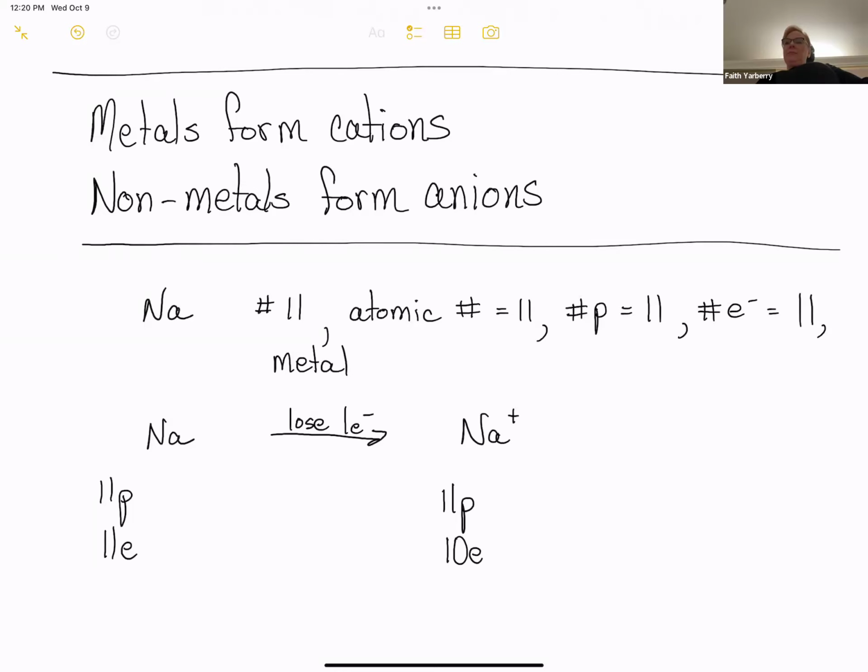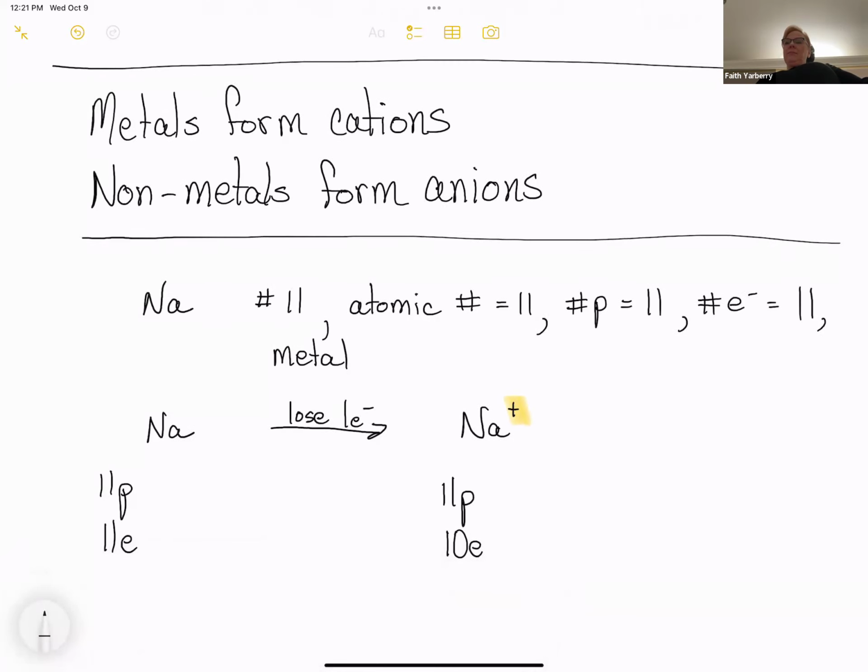Now, looking at what I have here, you'll notice I placed a charge. Let's look at where that charge came from. What charge does a proton have? Plus 1. That makes that plus 11 because there are 11 protons. What charge does an electron have? A minus 1. That makes that a minus 11. So when you add those two together, they come out with 0.